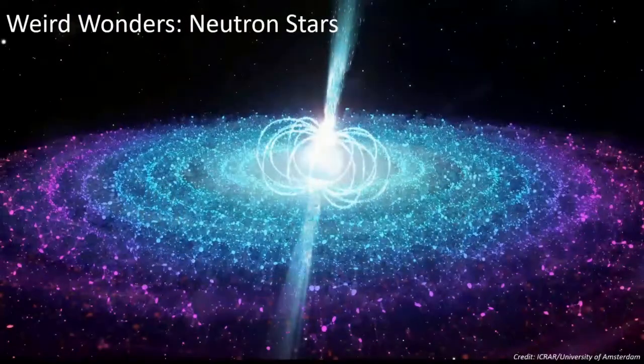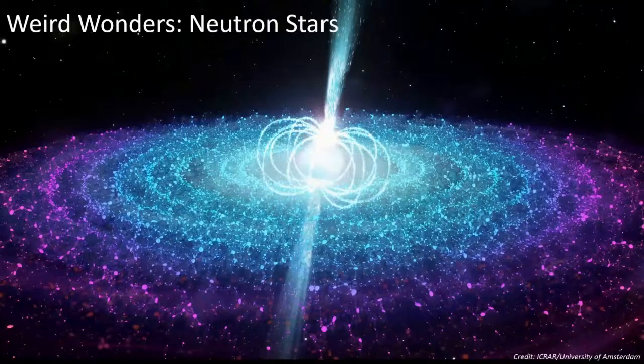Hello, I'm Andy from Space Oddities. Next to black holes, neutron stars are probably the most bizarre objects in the universe. First predicted in 1934 by astronomers Walter Baade and Fritz Zwicky, it was not until 1967 that they were first actually observed by Jocelyn Bell, now Dame Jocelyn Bell Burnell, then a research student at the University of Cambridge.